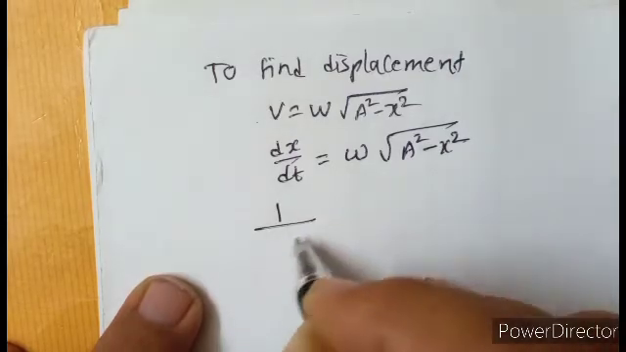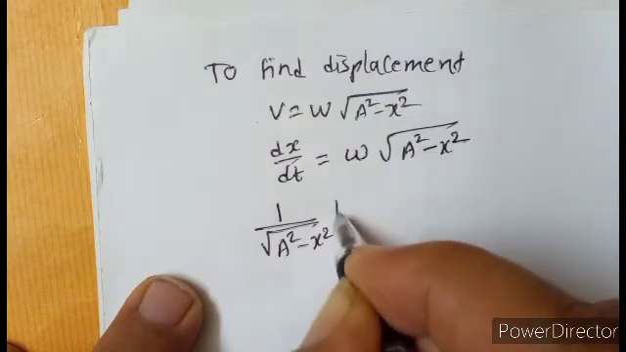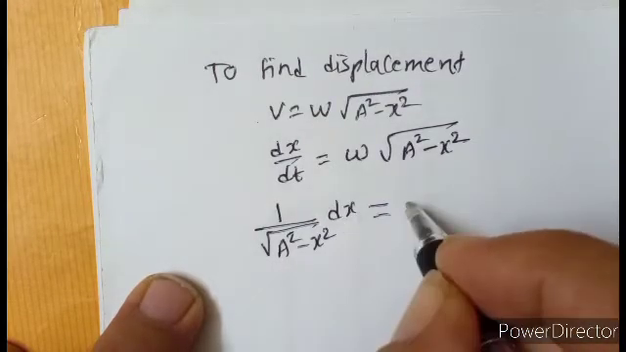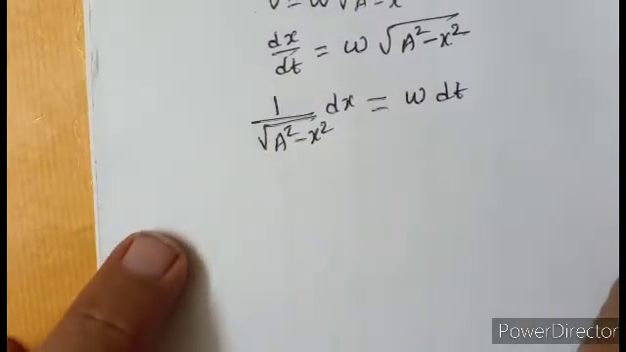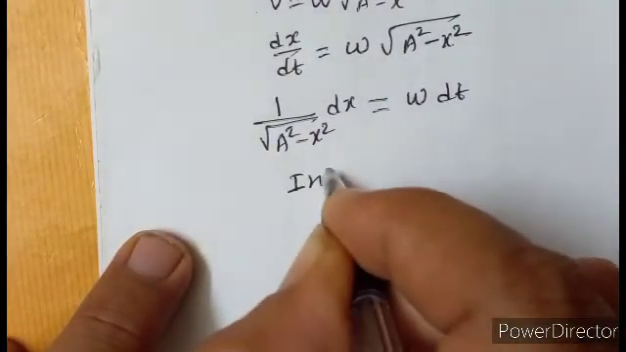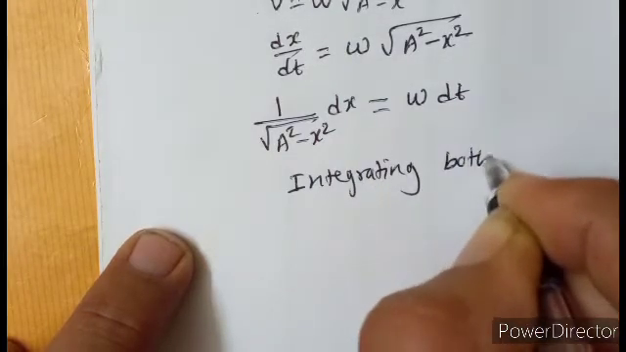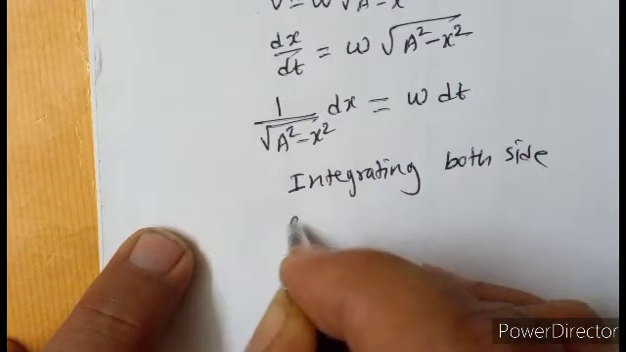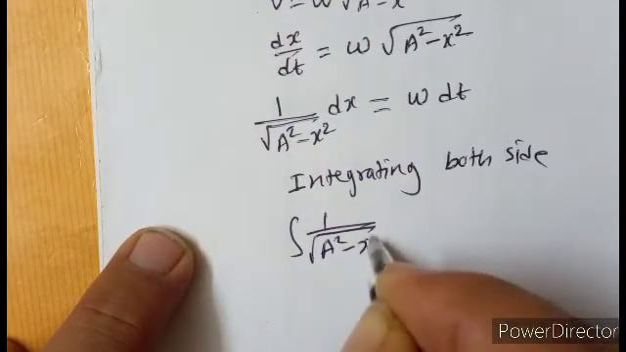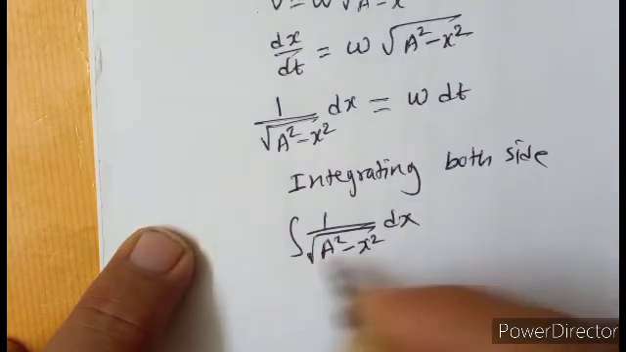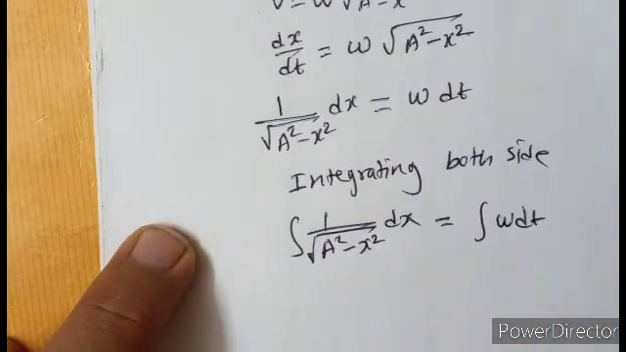When you shift the square root terms to the LHS, it goes into the denominator, and dx equals omega into dt. Now we find the integration. So integrating both sides, the integration of 1 upon square root a square minus x square dx is equal to the integration of omega dt.